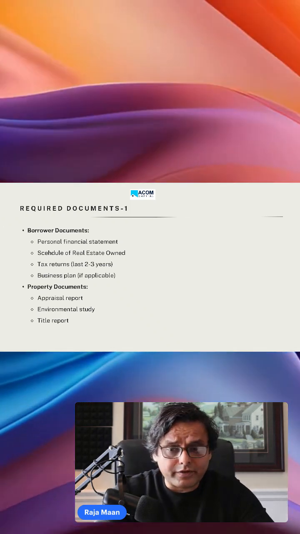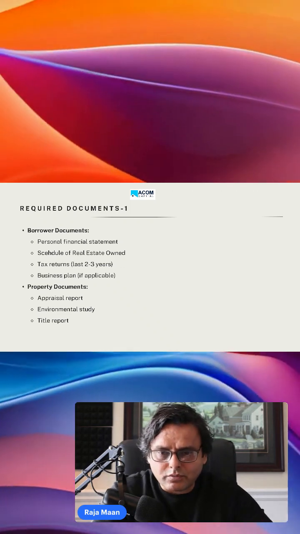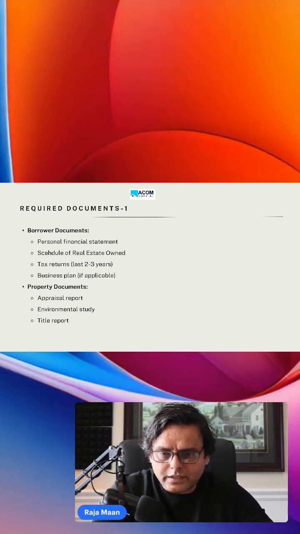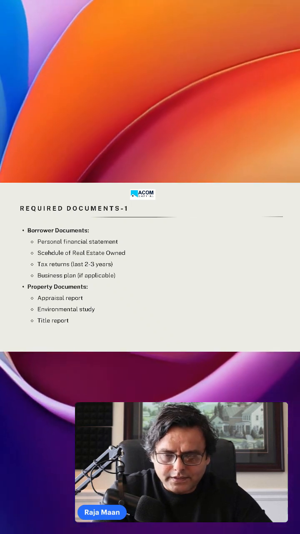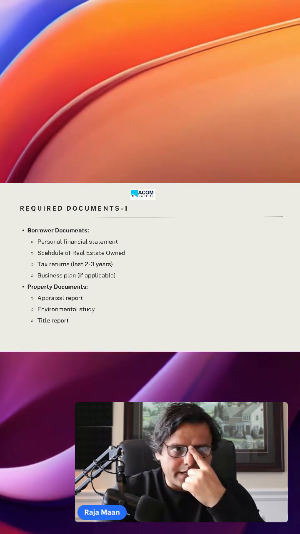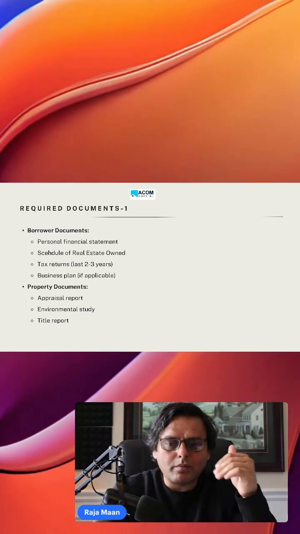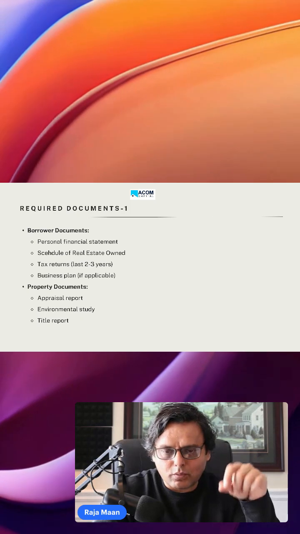Schedule of real estate owned, very important. So these are the very basic things. Tax returns, we don't need right away. Business plan, we don't need right away. Personal financial statements and schedule of real estate owned properties: what do they own? How many properties have they flipped? We'll talk about these things one by one.